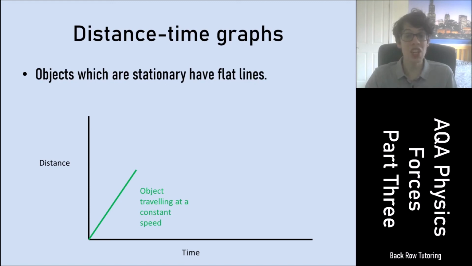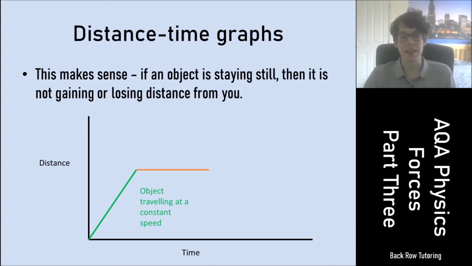Objects which are stationary have flat lines. This also makes sense. If an object is staying still, then it is not gaining or losing distance from you, so the distance stays the same.